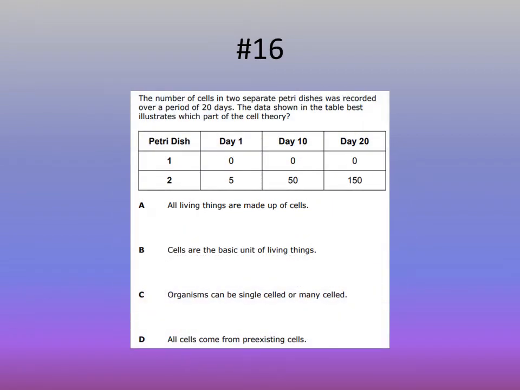Number 16. The number of cells in two separate petri dishes was recorded over a period of 20 days. The data shown in the table best illustrates which part of the cell theory? A. All living things are made up of cells. B. Cells are the basic unit of living things. C. Organisms can be single-celled or many-celled. D. All cells come from pre-existing cells.